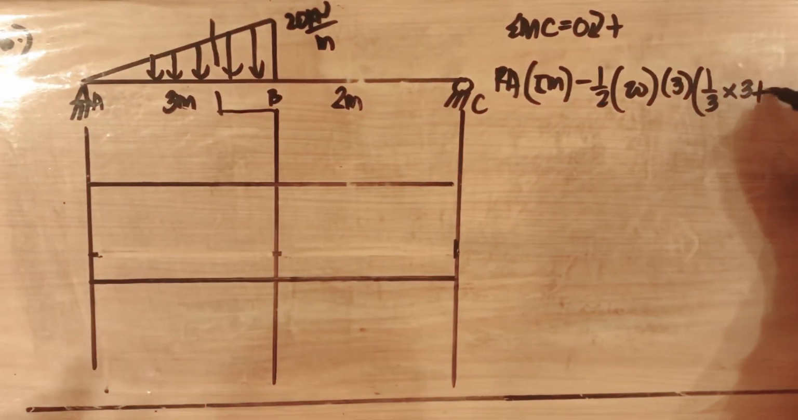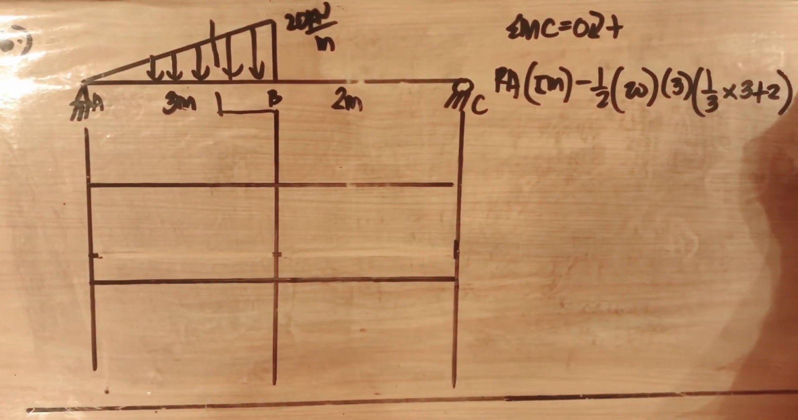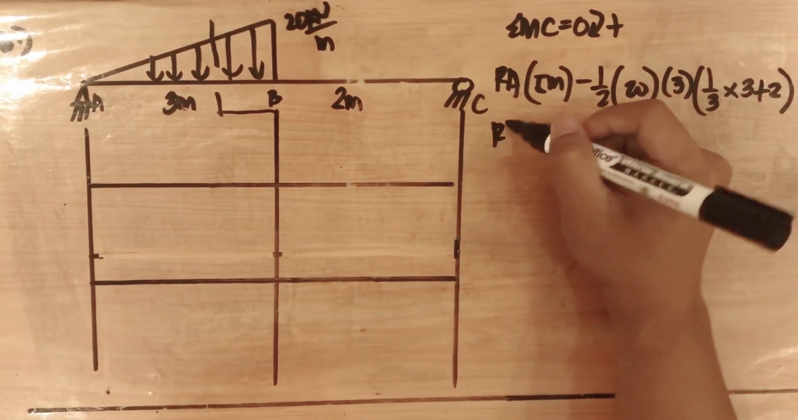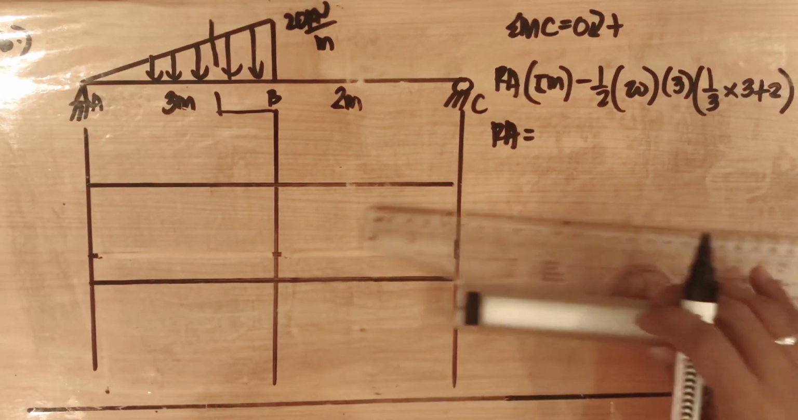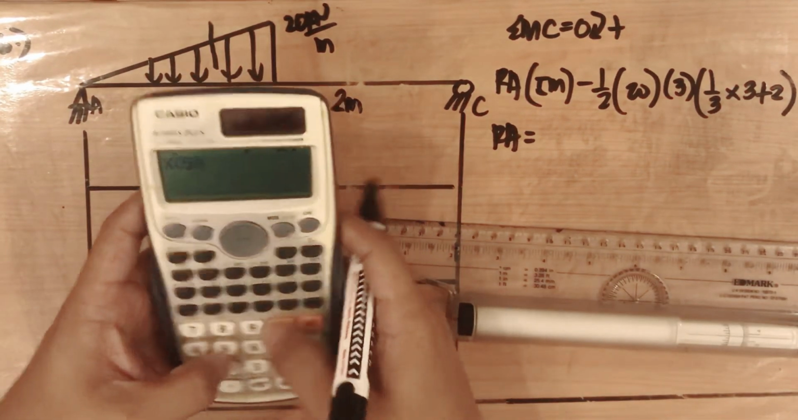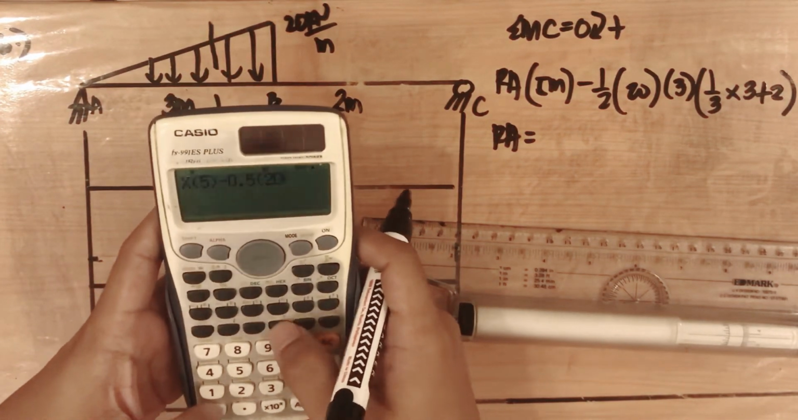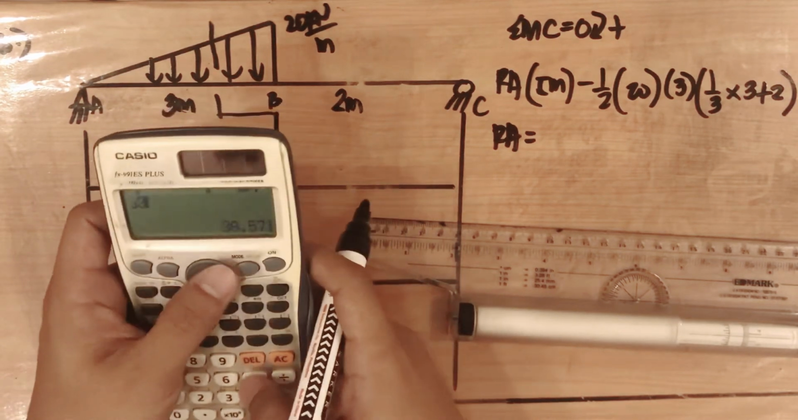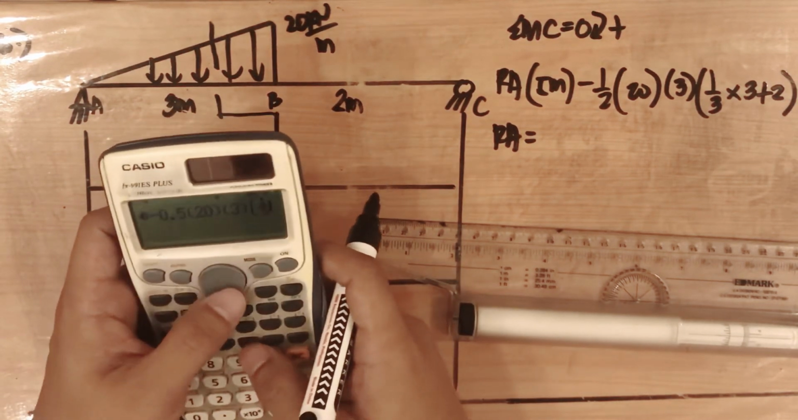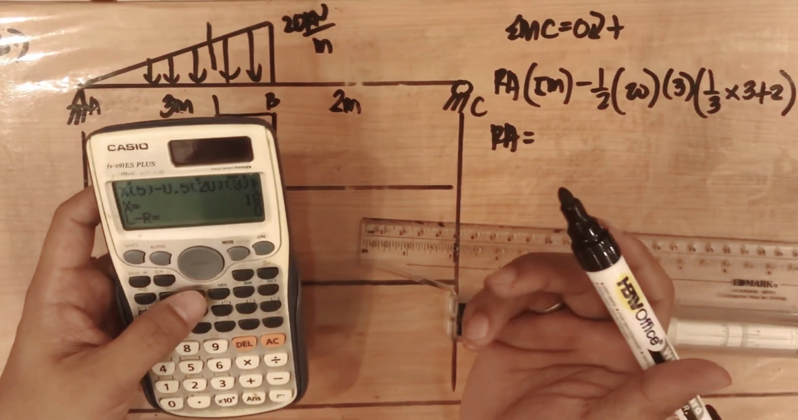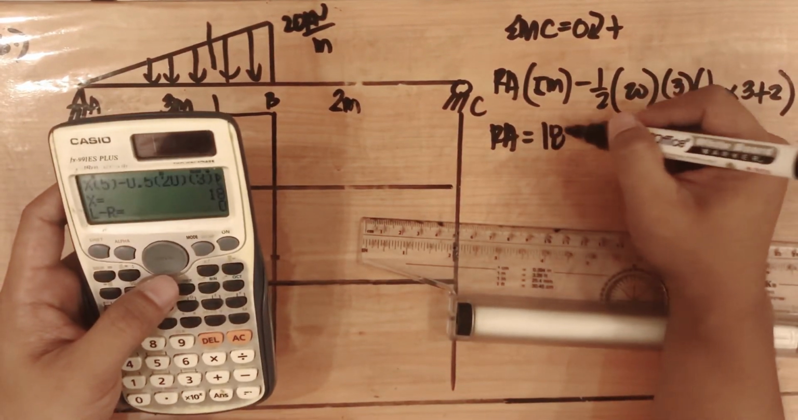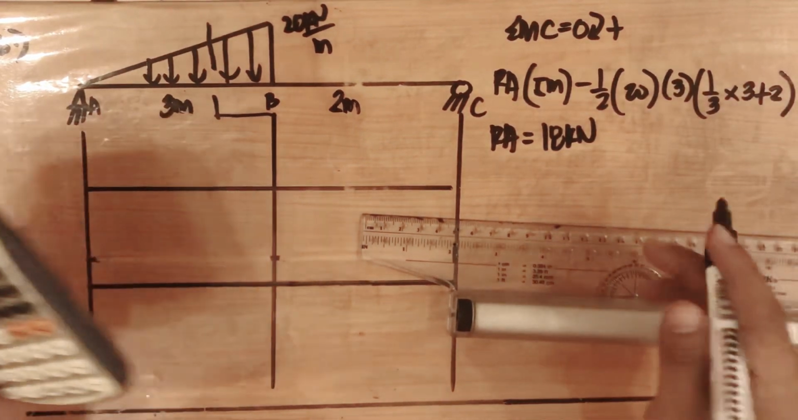Plus the value of 2, equivalent to 0. So, RA times 5 minus 0.5 times 20 times 3 times 1/3 of 3 plus 2 equals 0. So, RA is equivalent to 18 kilonewtons upward.